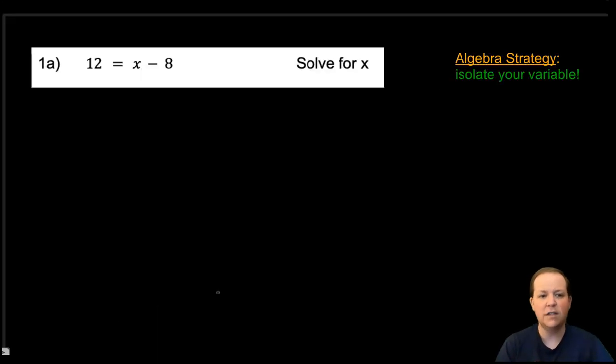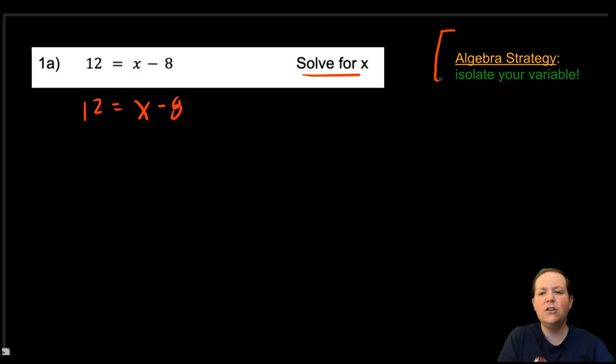I'm just going to run through a bunch of problems. That's kind of how we're going to approach this video. Here's our first problem. I have it labeled 1A. 12 equals x minus 8. I'm just going to rewrite it in red, but it's the exact same problem. 12 equals x minus 8. It's asking you right here to solve for x.